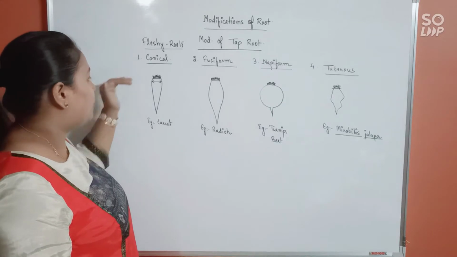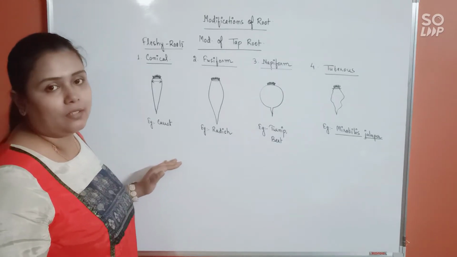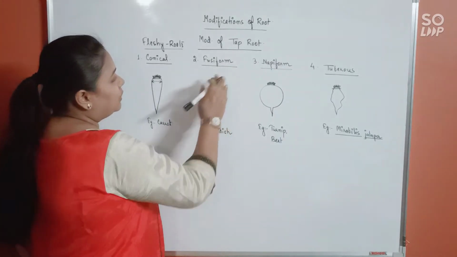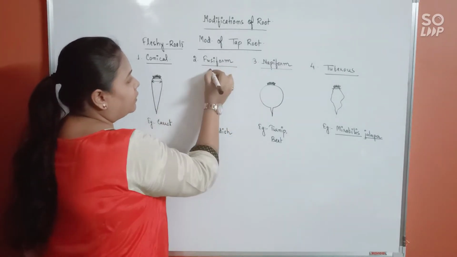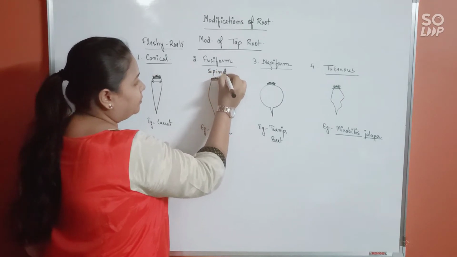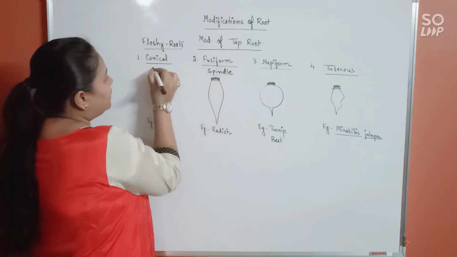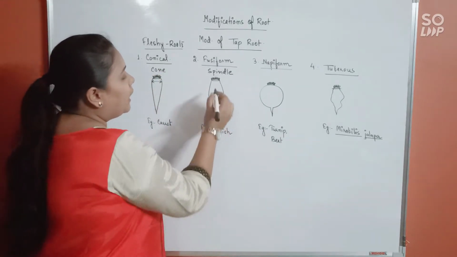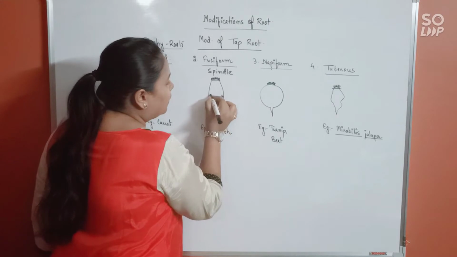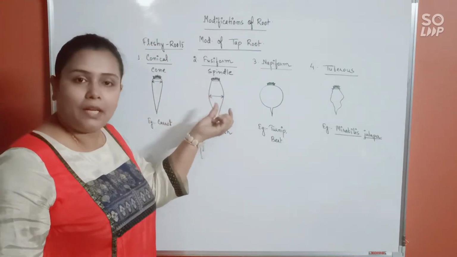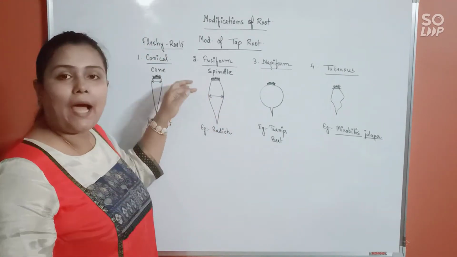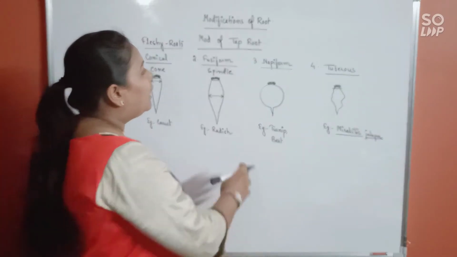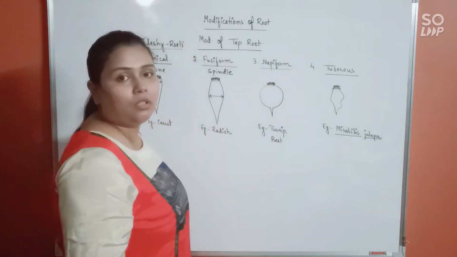The example of conical roots will of course be carrot. Next is fusiform root. Fusiform root will be spindle shaped. This is spindle shaped, and this is cone shaped. Spindle shaped means it will be widest somewhere in the middle and it will be tapered at both base and apex. Example will be radish.